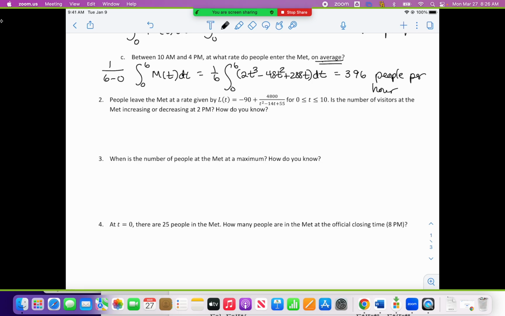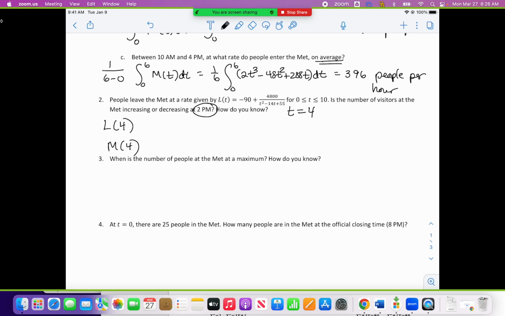Is the number of visitors at the Met increasing or decreasing at 2 p.m.? And how do you know? Well, L of t is a rate, M of t is a rate. So what would t be at 2 p.m.? 4. So what we're going to do is find L of 4 and M of 4 and compare them, because these are the rates at 2 p.m., or after 4 hours.